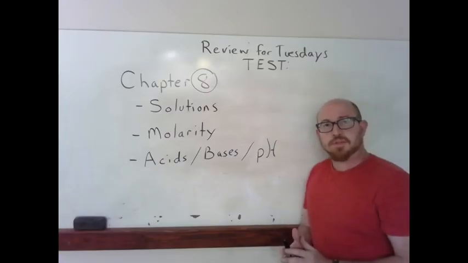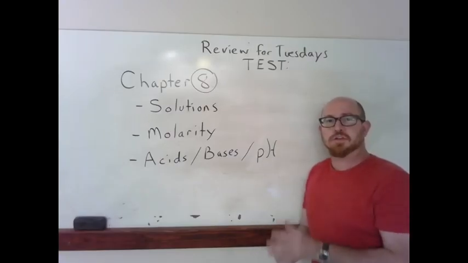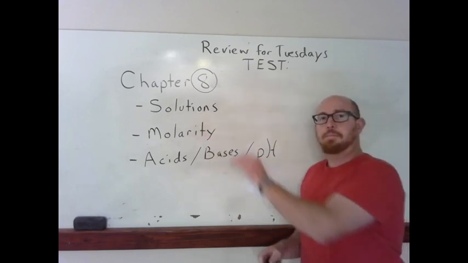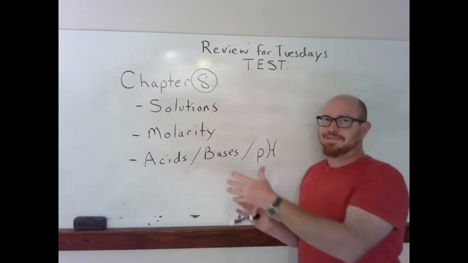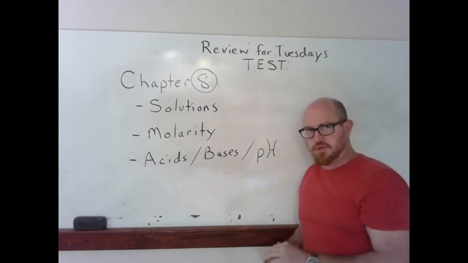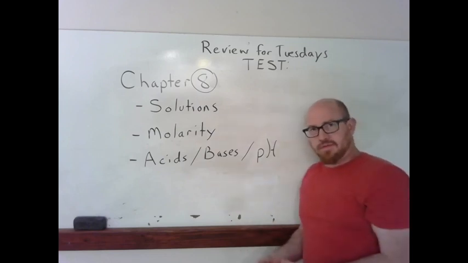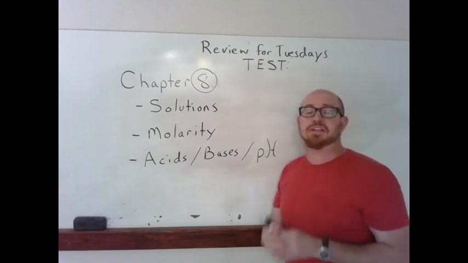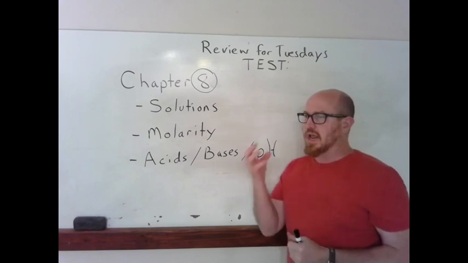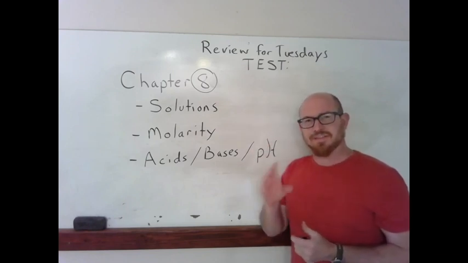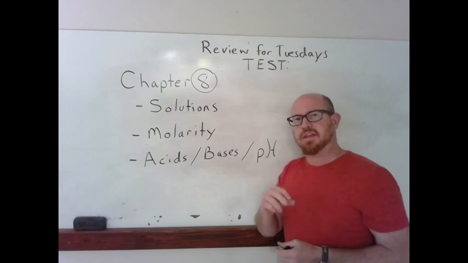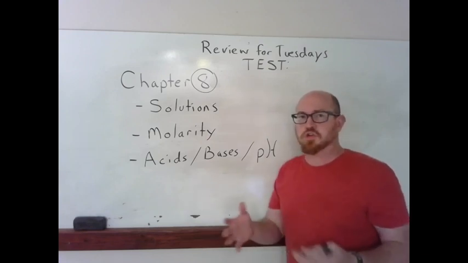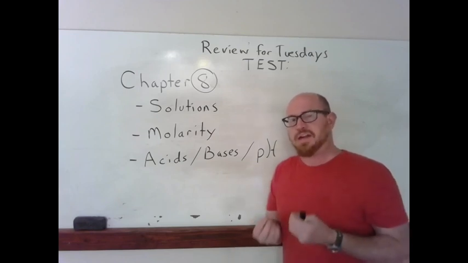So we're done with the chapter 7 stuff. Let's move over to chapter 8. Now we're going to be talking about solutions, molarity, and acids, bases, and pH. What does all this have to do? If we summarize chapter 8 into these 3 categories, what it's really trying to tell us is, if I have a solution of something, that solution was made with 2 things. Let's just take something simple like sugar water. The more sugar you put in the water, the sweeter it gets.